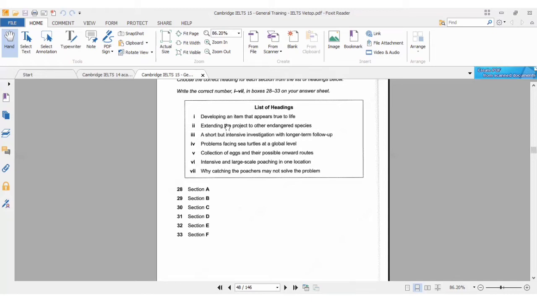Okay, so let's continue. Roman figure three says, a short but intensive investigation with longer term follow-up.